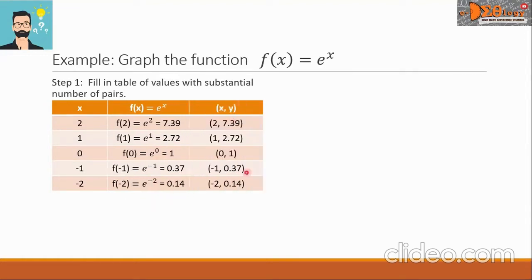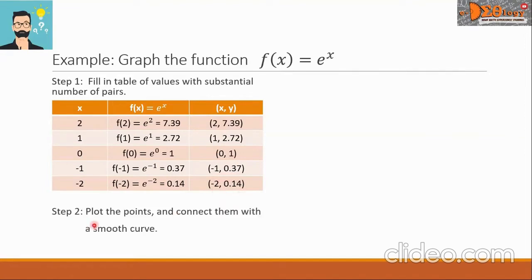Let us write another column and put the ordered pairs x, y. So we have 2, 7.39. Second point is 1, 2.72. Third point, the 0, 1. Fourth is negative 1, 0.37. Last point is negative 2, 0.14.